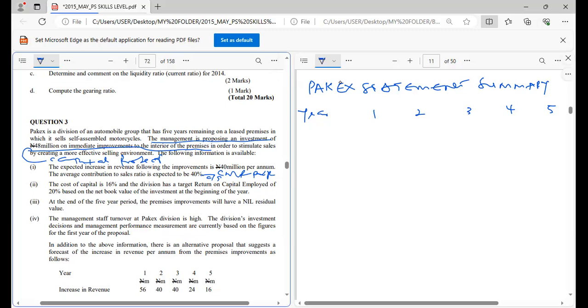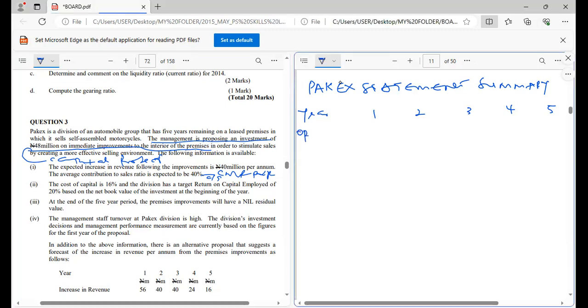So at this point, one thing you must take note of, at the start of this investment, are you with me? Yes. At the start of this investment, we said that we have the opening investment.